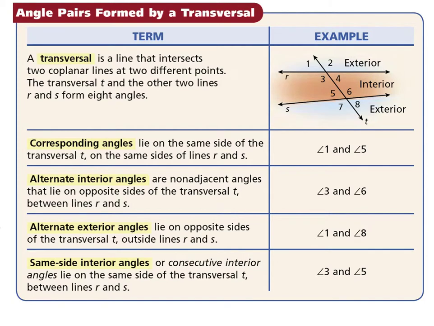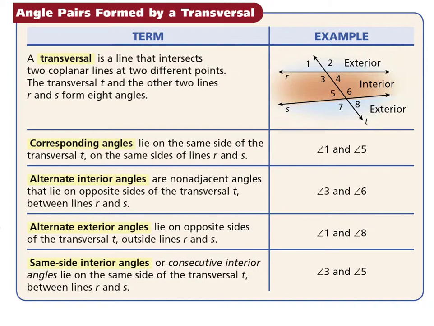All right, alternate exterior angles. Again, the alternate means that it's on different sides of the transversal. So one's going to be on the left, one on the right. But now they are exterior angles instead of interiors. So in the white region, not the red region. So 1 and 8 was the example given. Another pair would be 2 and 7. Alternate exterior.